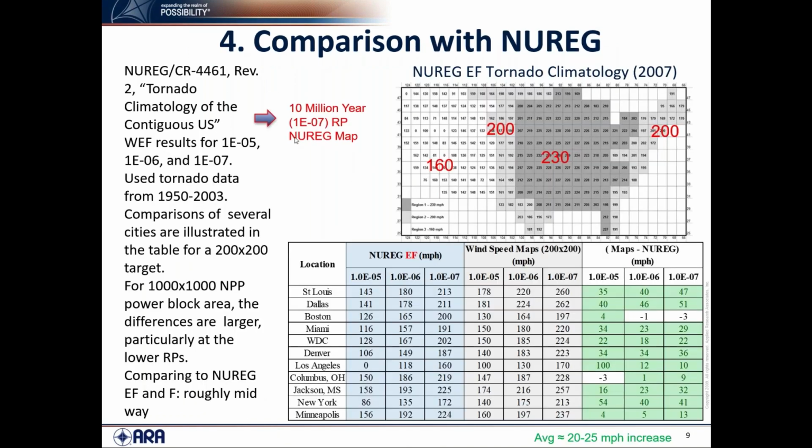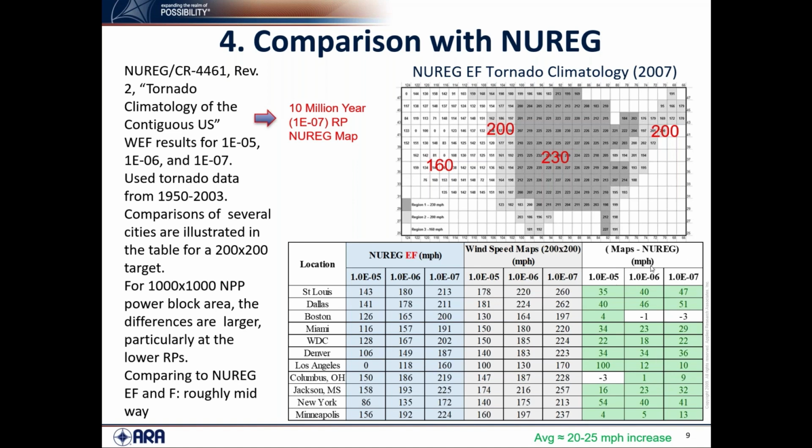And last slide here, just kind of comparing, at least for what's done in the nuclear industry. The blue is for 3 different return periods, or these are annual exceedance frequencies, but this would be 100,000 year, 1 million year, and 10 million years. The blue is what's in the current guidance now for a series of cities. The wind speed maps are in gray. The differences are shown here in green.